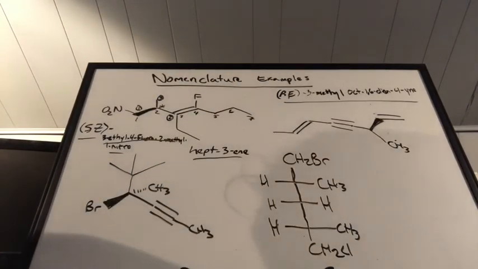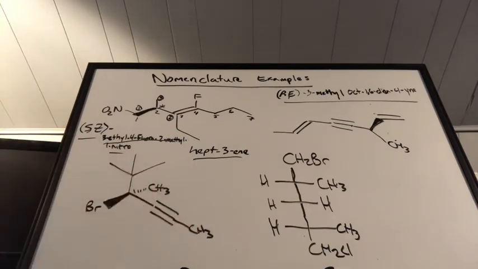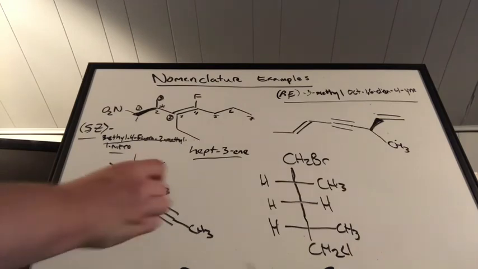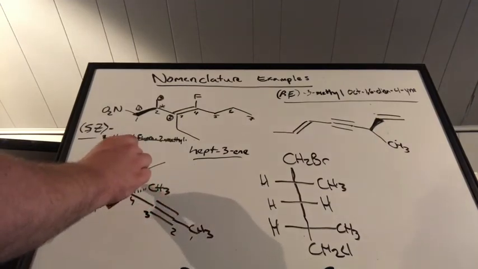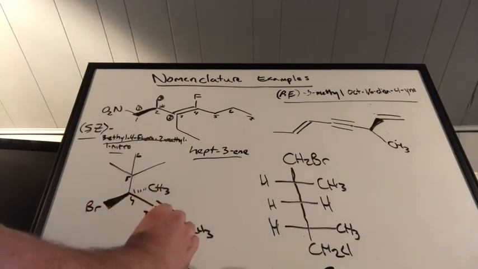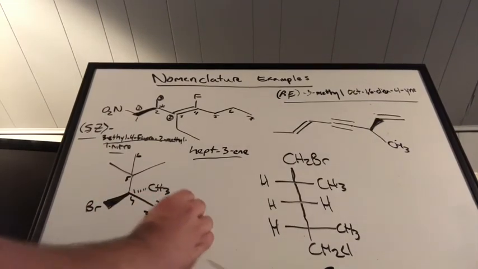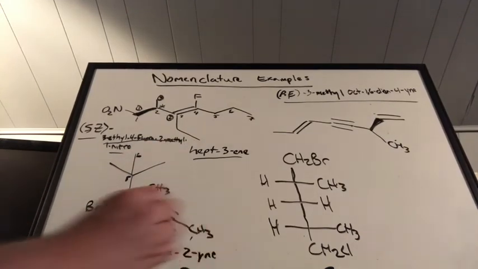Okay. So the longest running chain here is going to be 1, 2, 3, 4, 5, 6. Is that the way we should count it? Remember, we want to have this be the low. If we have unsaturation here, we want it to have the lowest locator number. So in other words, we should go 1, 2, 3, 4, 5, 6. Okay, so it's going to be hex. Like I put a hex on you. 2 yne. Okay.